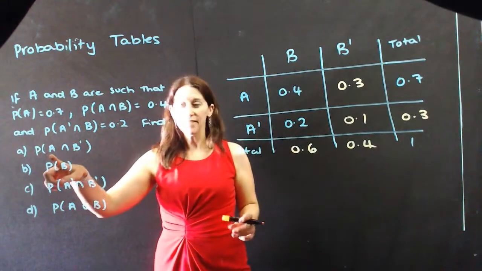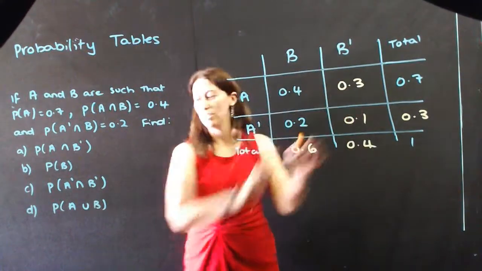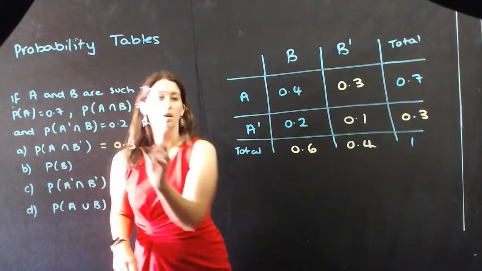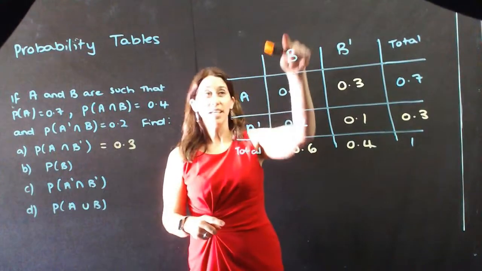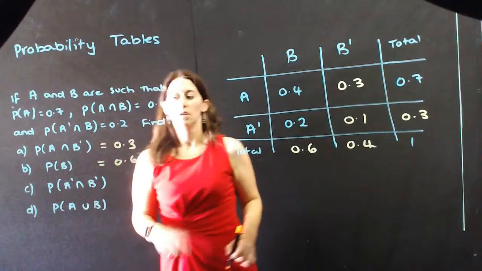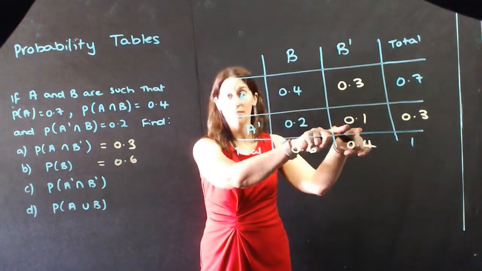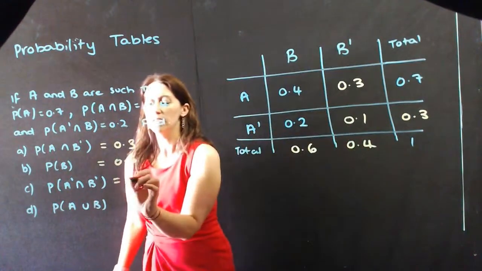So we want the probability that A intersection not B. A not B, 0.3. We want the probability of B, here's B, total of B is 0.6. Probability of not A and not B is here, so 0.1.